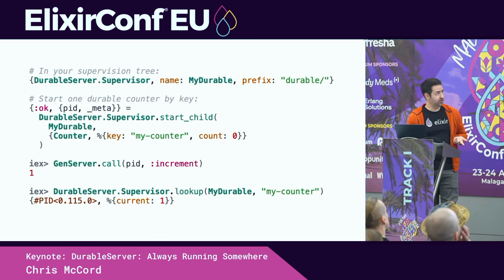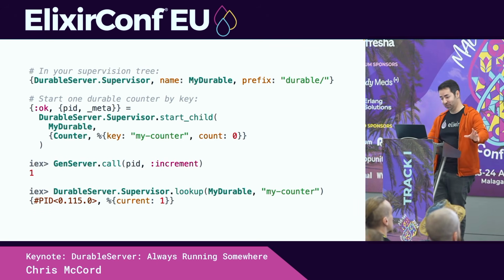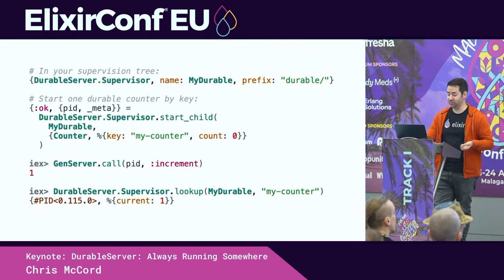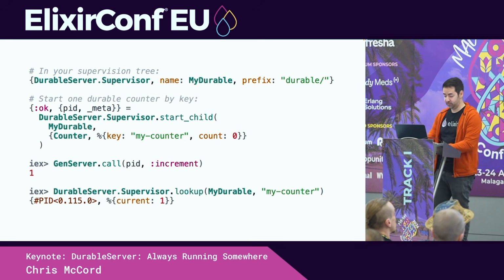And what it looks like to start these things is, again, just like starting a dynamic supervisor start child. Again, it should be this boring low-level thing for you to build your greater application with. So you start a DurableServer supervisor in your supervision tree, and then you call start child, and then you interact with it like anything else, except now that process is discoverable anywhere. DurableServer supervisor lookup will work on any node. You get the PID back in addition to the metadata that it last replicated about itself.